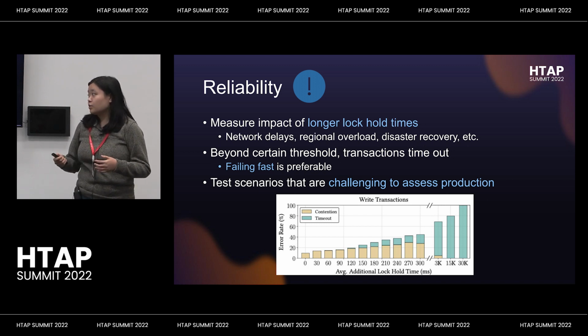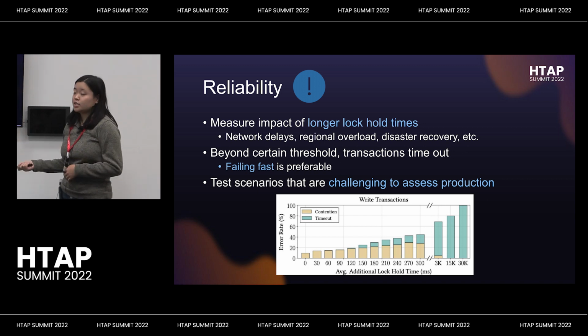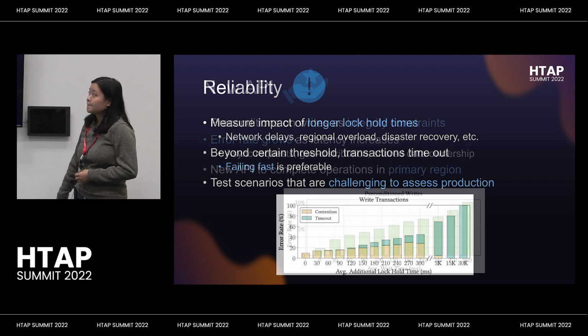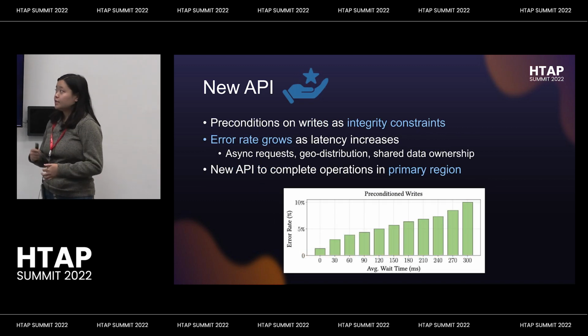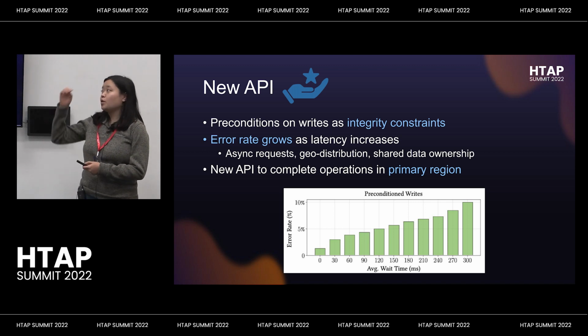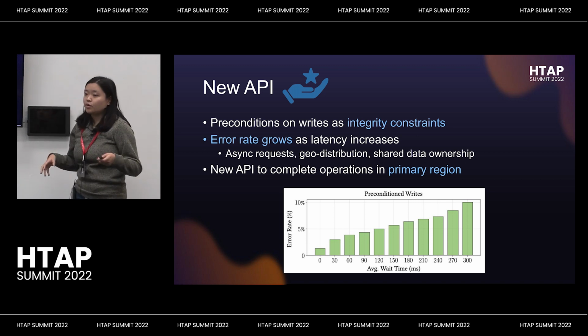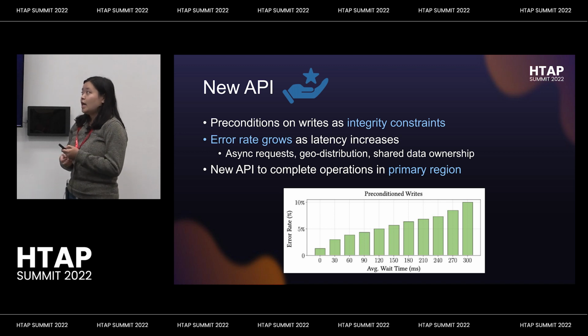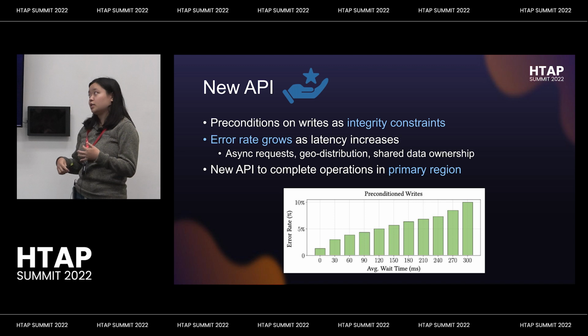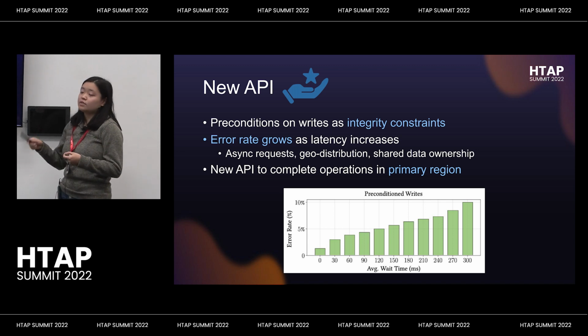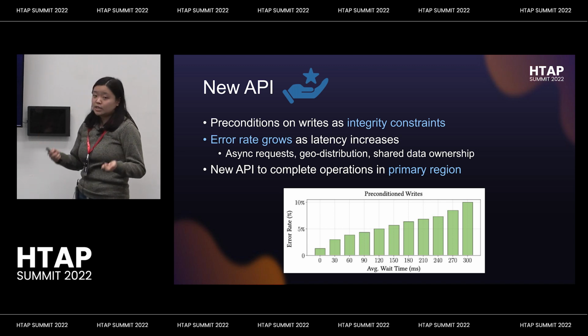This is showing that TAOBench is allowing us to test scenarios that are very challenging to assess in production. We also use TAOBench to test the effectiveness of a new API. While TAO doesn't have full interactive read-write transactions, it does have things called preconditions. Basically, you can read something, let's say you read X and the value is 1, and then you can condition your next operation, the write: write to X only if its value is still 1. So basically integrity constraints.